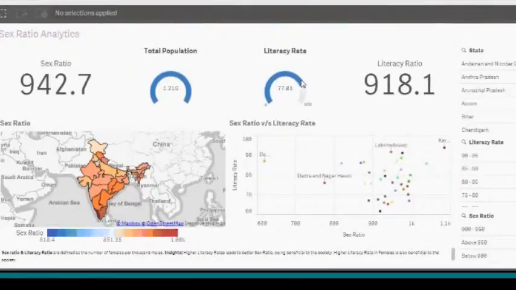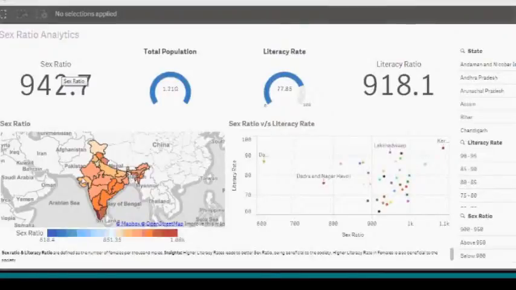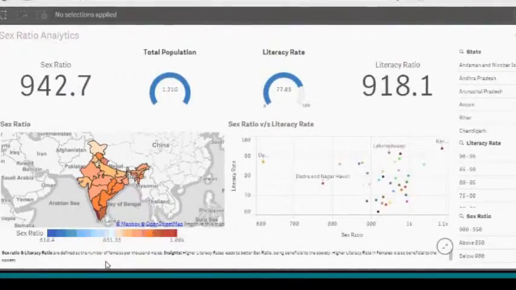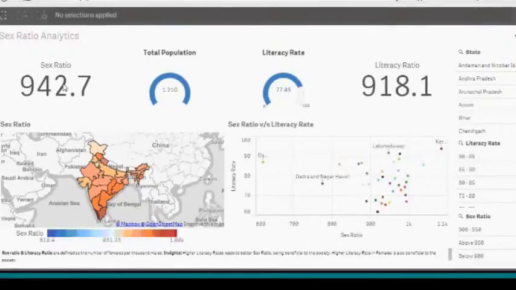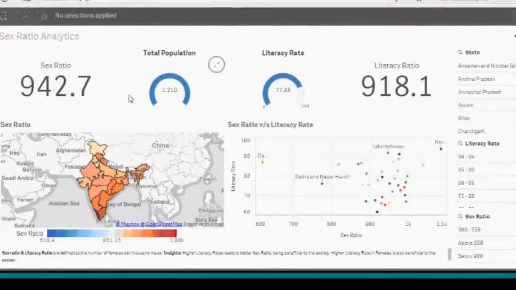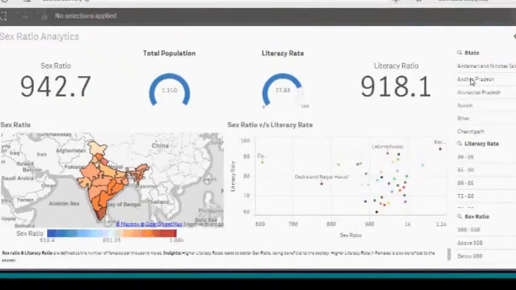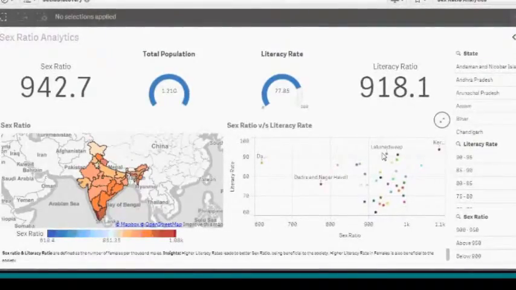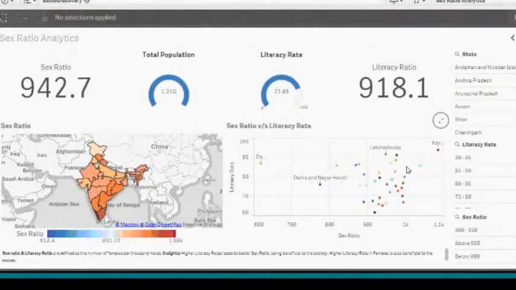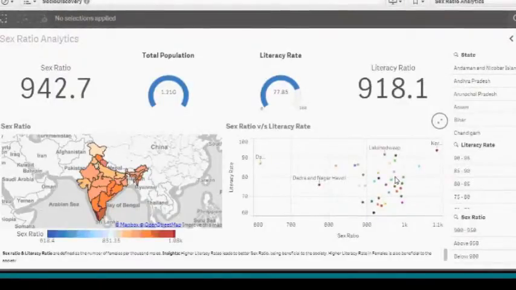Okay, so what we have here is the total sex ratio of India. Sex ratio is defined as the number of females per 1,000 males. As you can see, India as a country has a sex ratio of around 942 in 2011. And okay, so let us try to compare this against the literacy of India. If we see this chart, we see a direct correlation between the sex ratio and the literacy rate. As the literacy rate increases, the sex ratio is also higher.